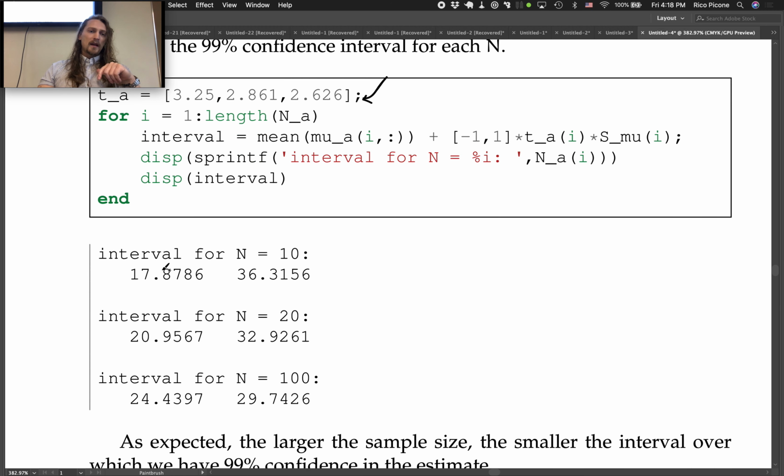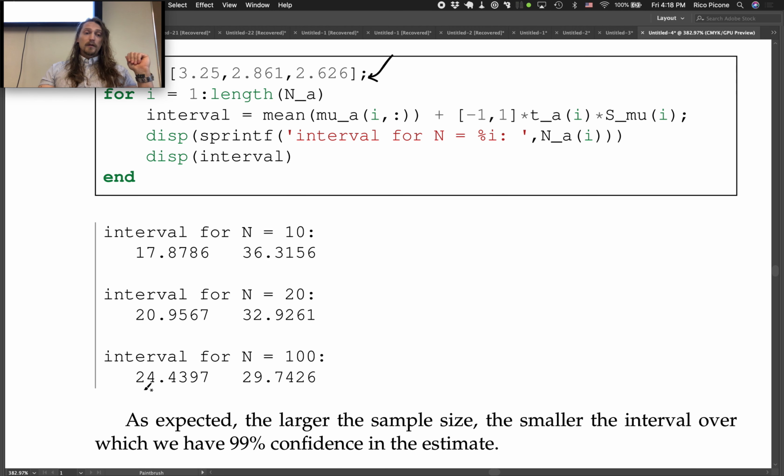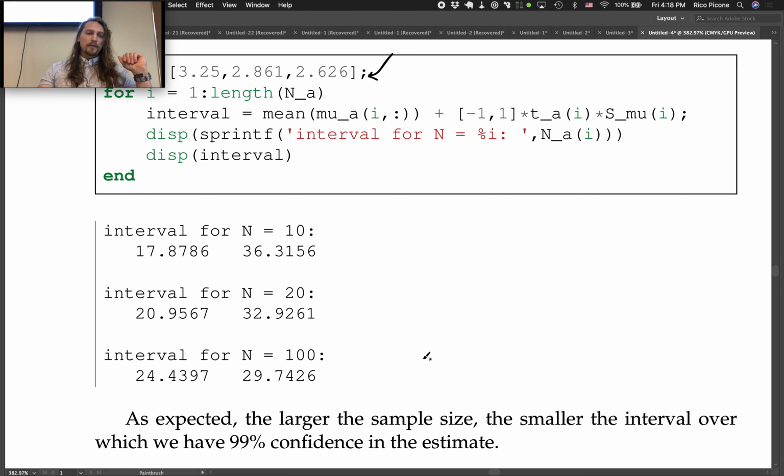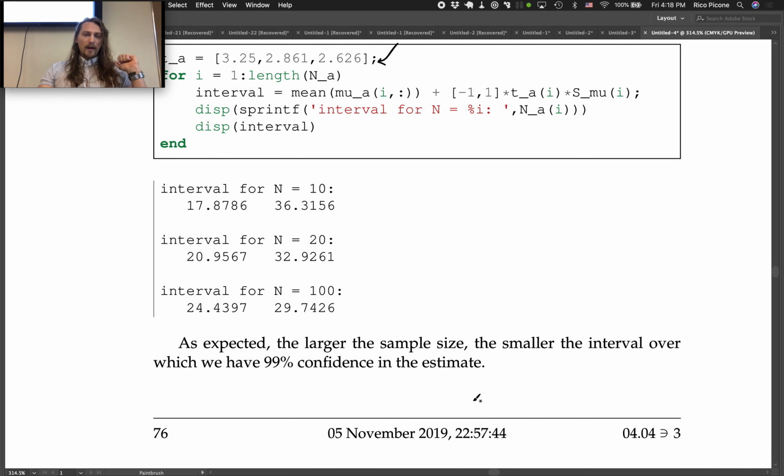So for n equals 10, we have the interval for 99% confidence. We have a 99% confidence level for n equals 10 that the value is going to be between 17.9 and 36.3. We have a 99% confidence for n equals 20 that the value will be between 20.9 and 32.9. And then if you go up to n equals 100, we're going to have a 99% confidence interval between 24.4 and 29.7. As expected, the larger the sample size, the smaller the interval over which we have 99% confidence in the estimate, just as you would expect.